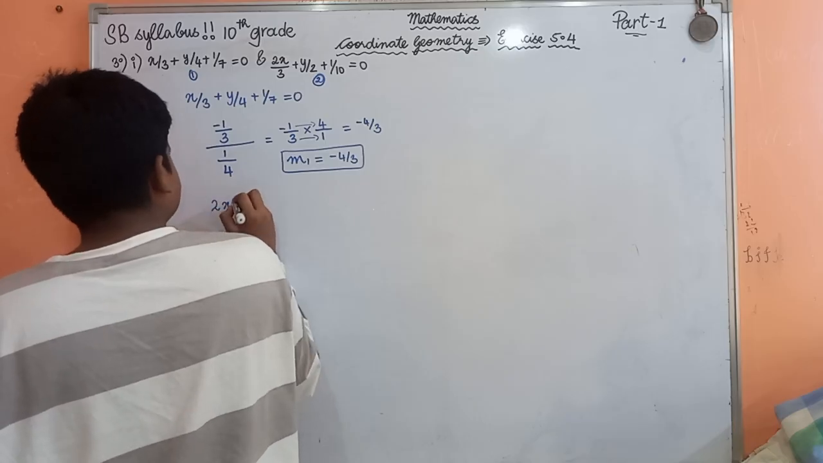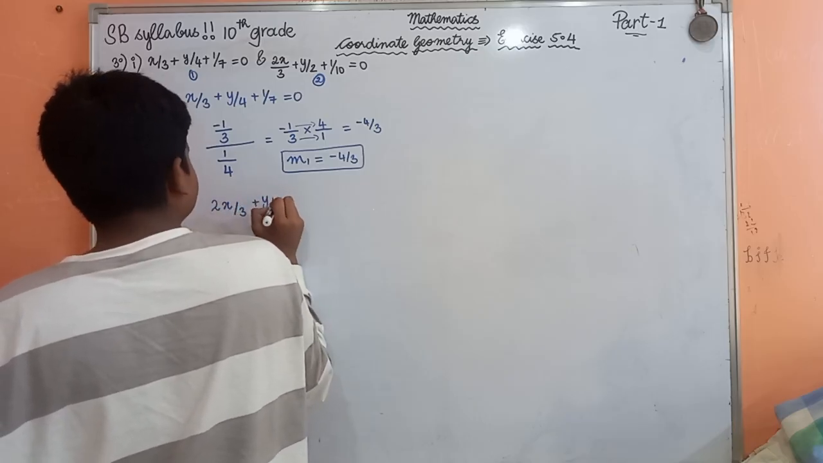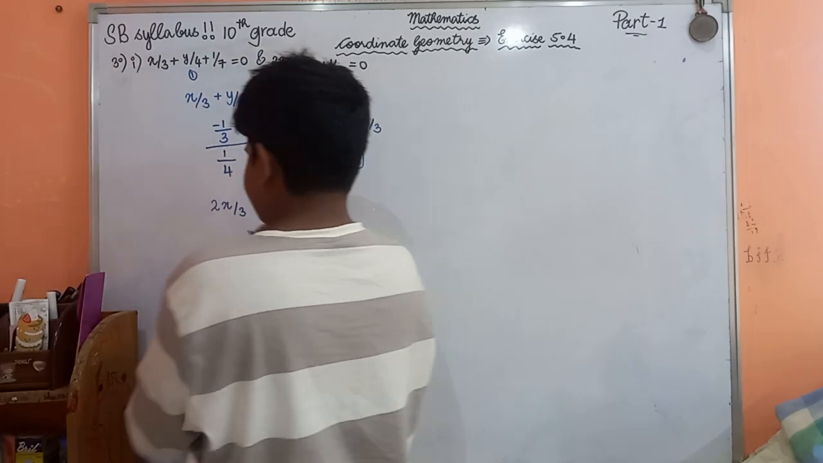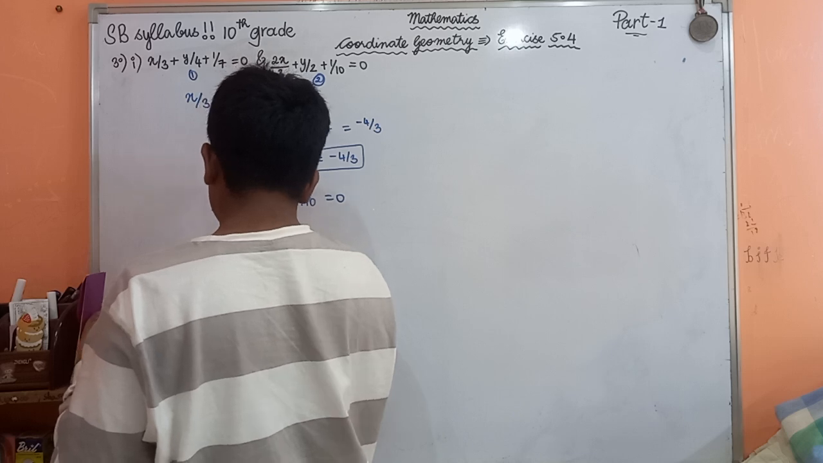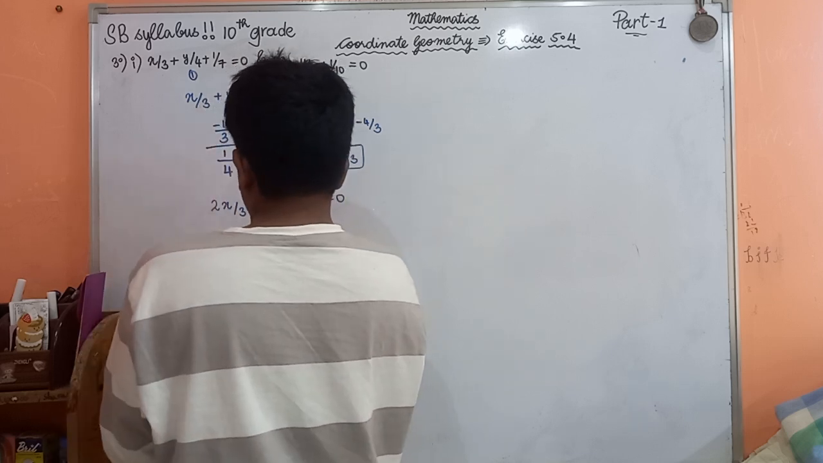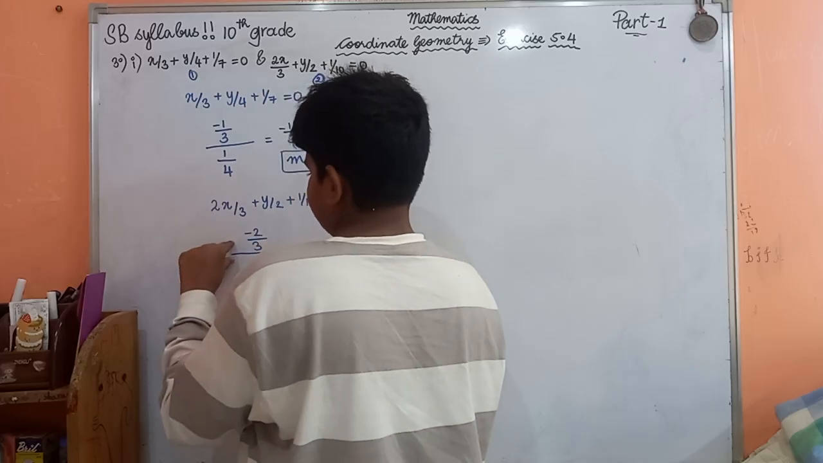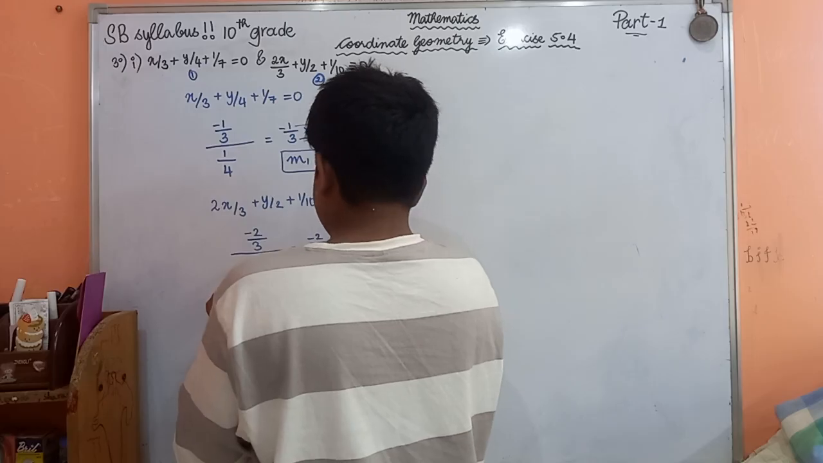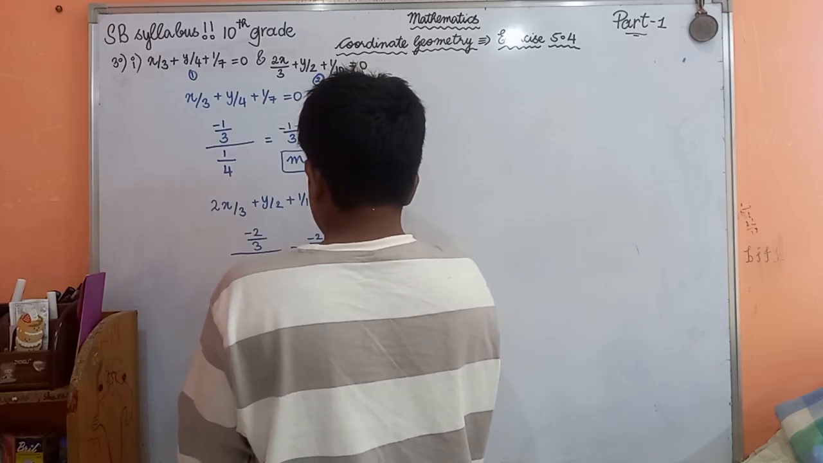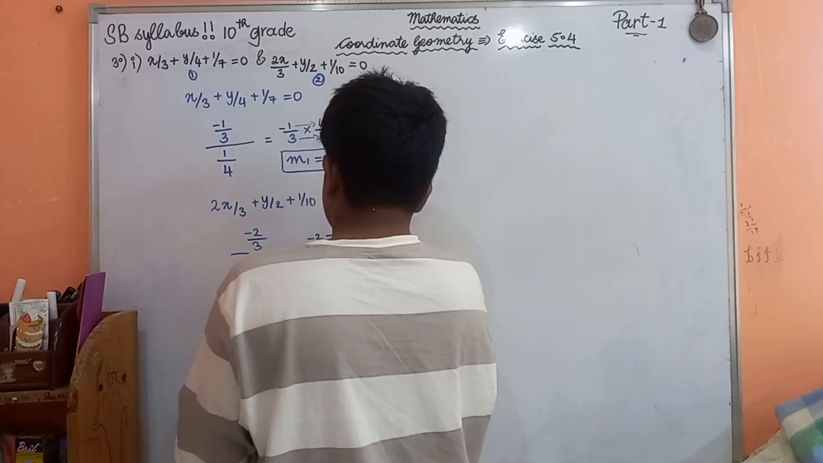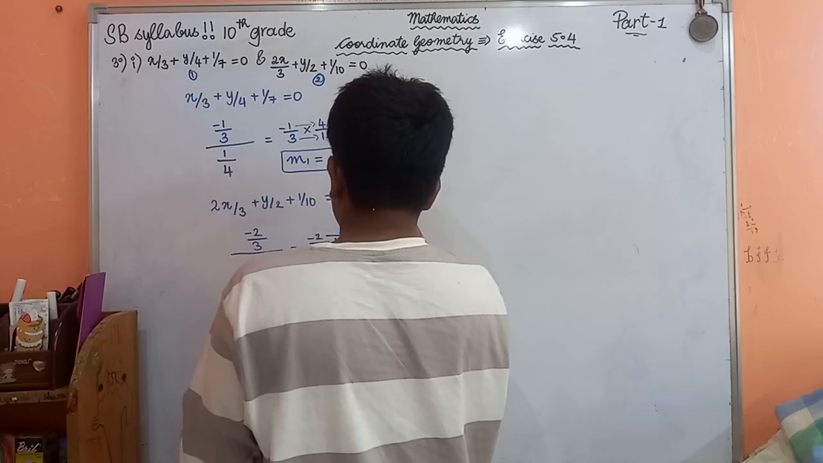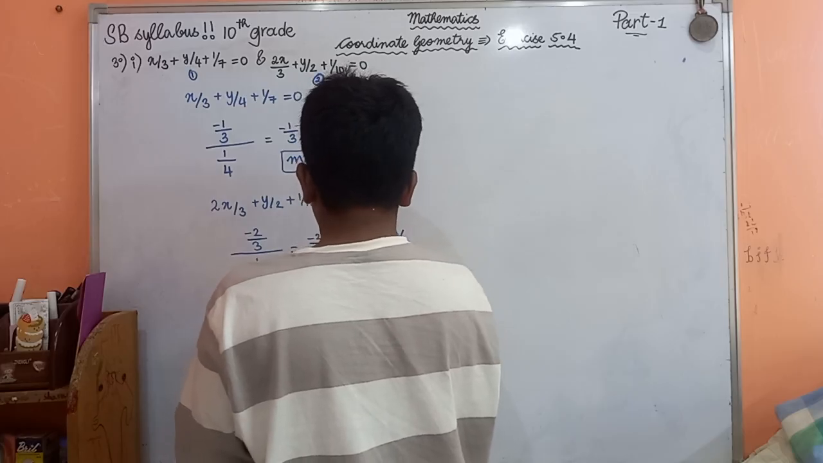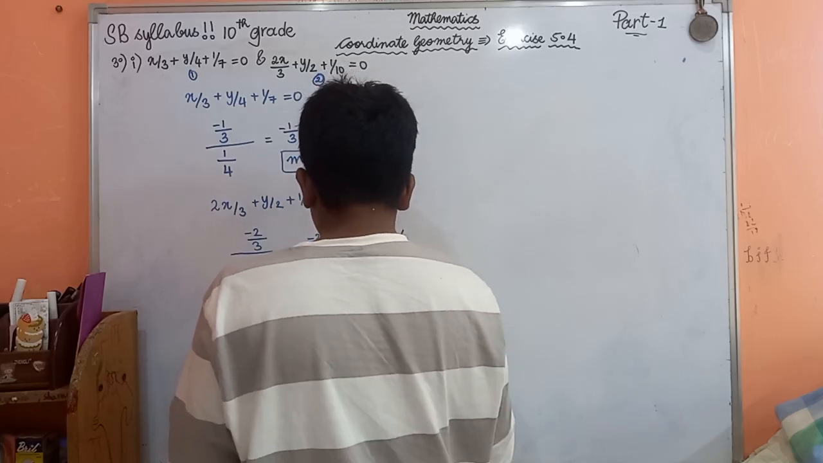Next one: 2x/3 + y/2 + 1/10 = 0. The coefficient of x will give minus 2/3, so minus 2/3 whole divided by 1/2. Taking the reciprocal, we get minus 2/3 into 2/1. Just multiply like this, so we get minus 4/3. So m2 is equal to minus 4/3.